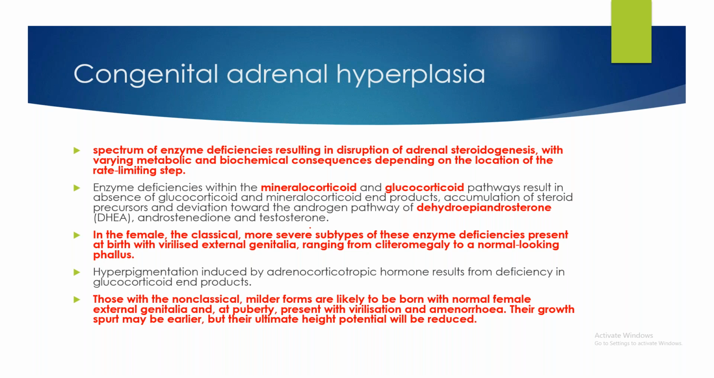There will be hyperpigmentation because of adrenocorticotropic hormone, because deficiency of this glucocorticoid will cause excessive stimulation of ACTH, which will cause hyperpigmentation. While non-classical or milder forms usually present in later life. There will be normal female external genitalia, but at puberty there will be virilization and amenorrhea. The growth spurt might be earlier, but finally the ultimate growth potential will be reduced.